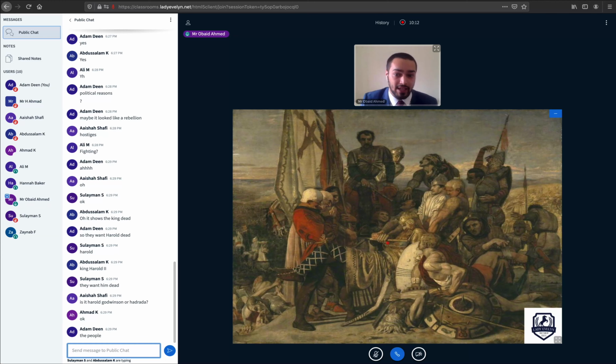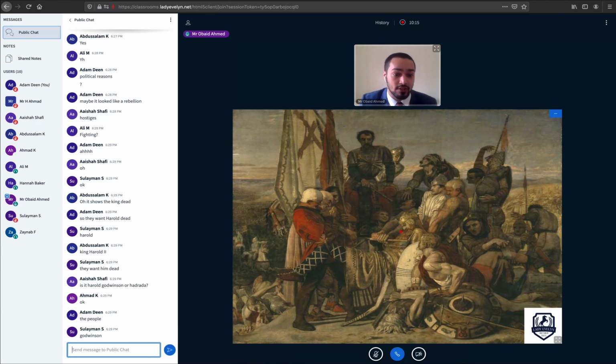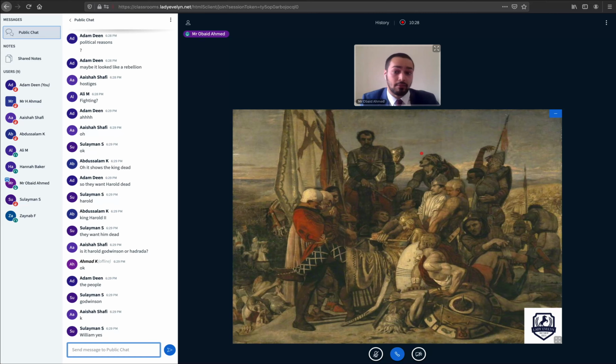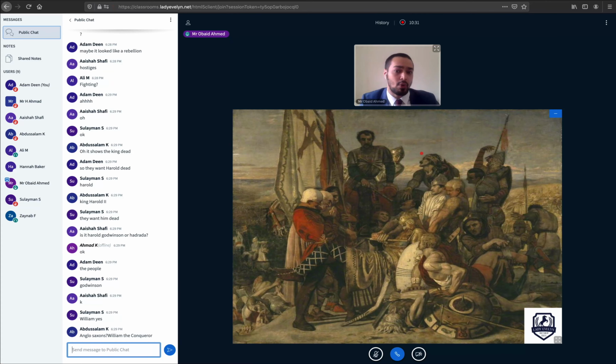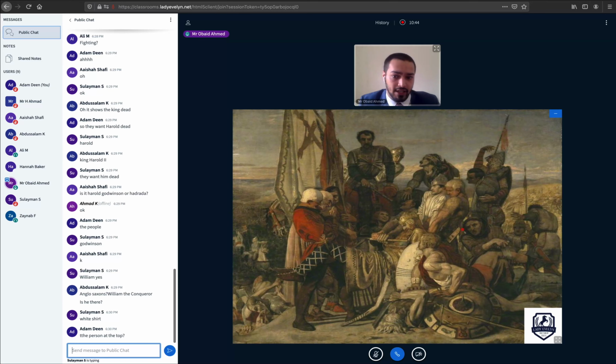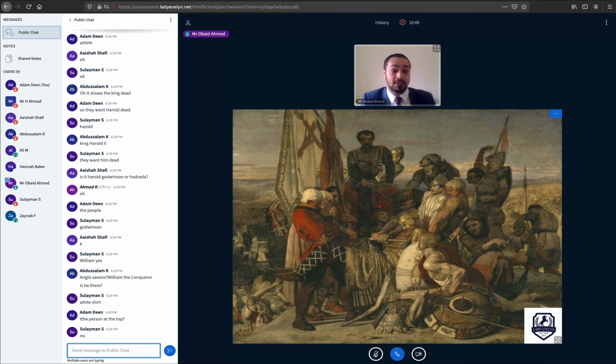So this is Harold Godwinson, and you can see him in the center of the image, being carried by William's men to the top of Senlac Hill, where he was cut down by William the Conqueror, or at that time Duke William. Can anyone identify where Duke William is in the painting? White shirt. Okay, so do you mean the soldier who's carrying Harold, or do you mean the person higher up? The person at the top, excellent, Adam.